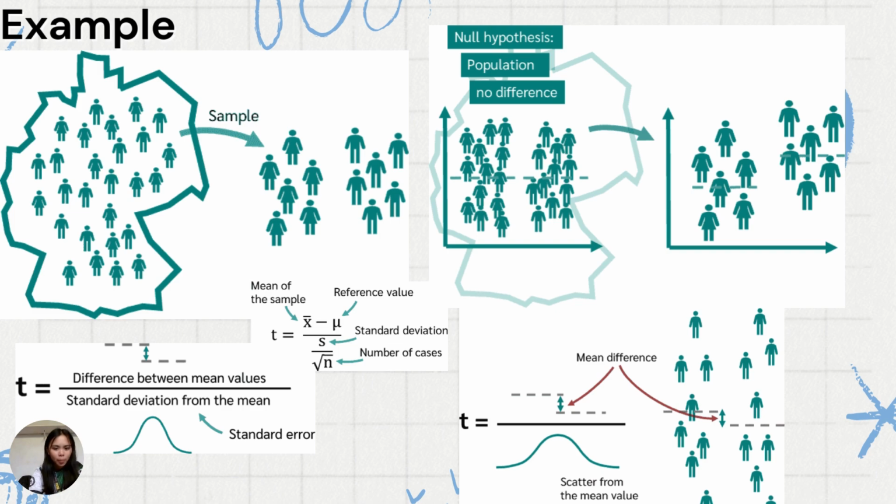The standard error is the scatter of the mean value, and the mean difference of the two groups. The null hypothesis: in the population there is no difference. The alternative hypothesis: there is a difference between the two groups, and a difference between the mean and the reference value.